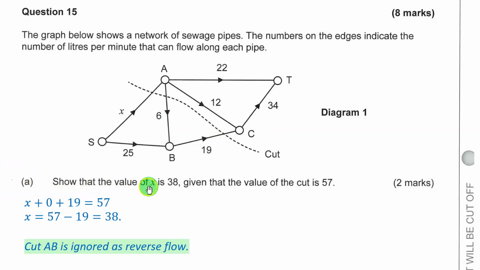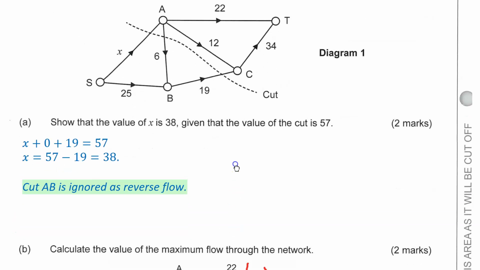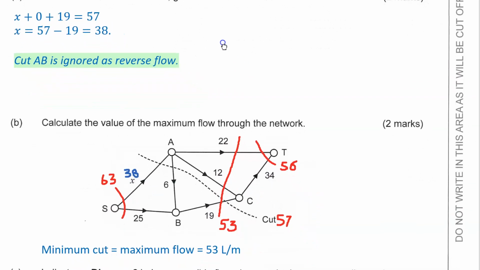So part A, show the value of X, which is we've got a cut through here, and the value of the cut is 57. So we know that X, we ignore the 6 because you can see the flow from A to B is going from the sink to the source. So we ignore that flow, but we know that X plus the cut here of 19 must be 57. So here's our equation. X, the mystery number, plus nothing, plus the 19 for this cut must be 57. Therefore, X is 38. 57 take 19.